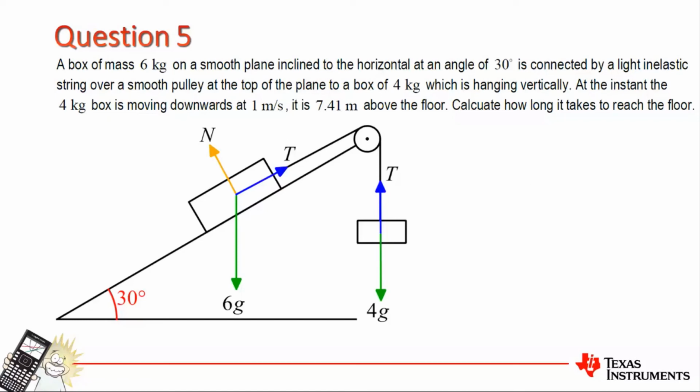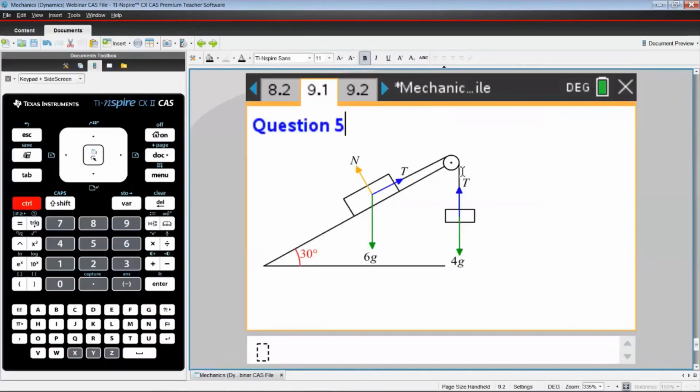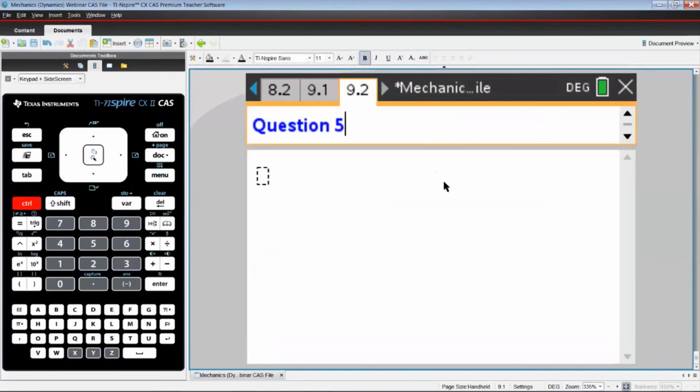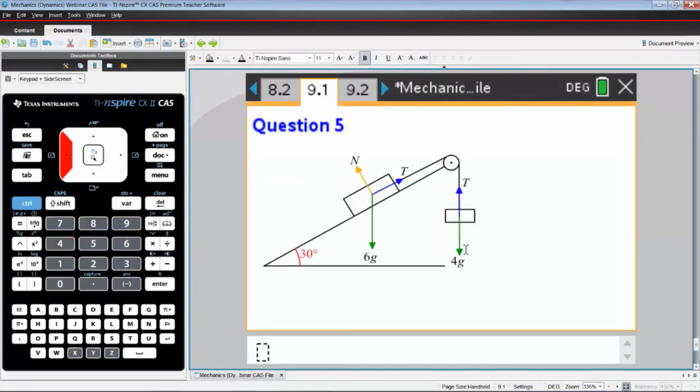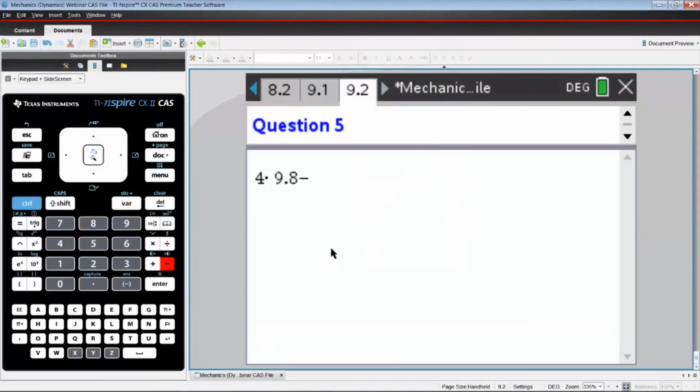Okay, so let's look at the net force on the system. We have 4g acting downwards. Here is the diagram again, as you can see. So we have 4 times 9.8, that is the force acting downwards. And what is impeding that motion is the weight force of the 6 kilogram box that is acting down the inclined plane. The component of that, as explained in the statics tutorial, is going to be 6g sine 30 degrees. So minus 6 times 9.8 times sine of 30 degrees. That right there is the net force.